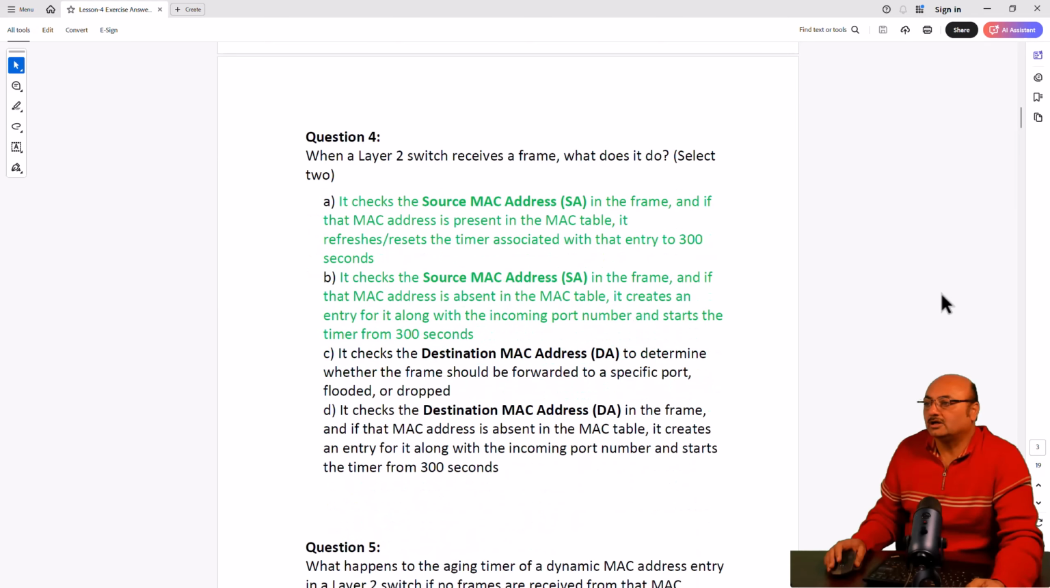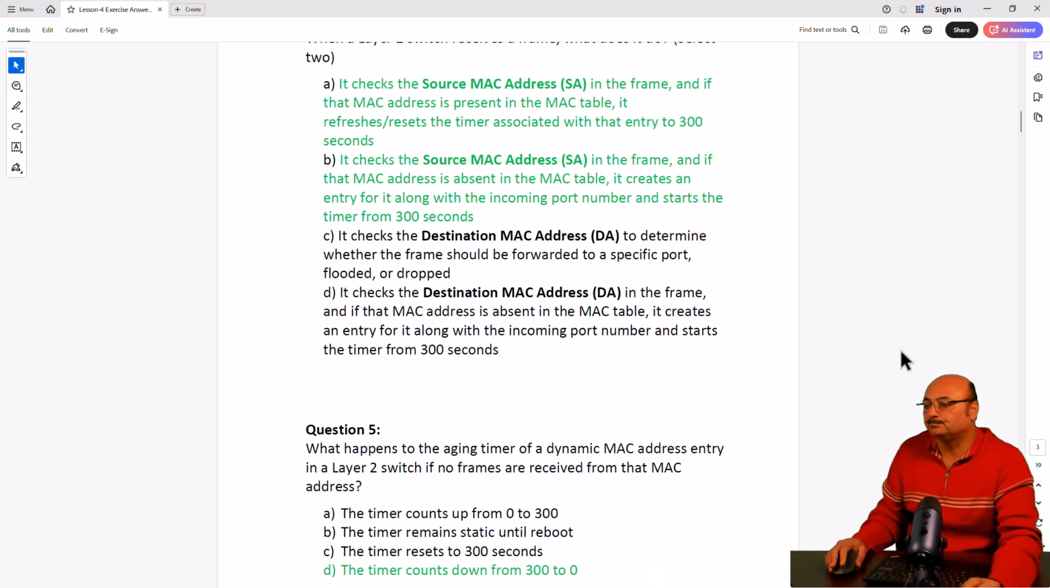Question 4. When a layer 2 switch receives a frame, what does it do? Two possibilities. If there is an entry, then another frame comes with the same value. Refresh the timer associated with the entry. And if the entry is not there, then create an entry and set the timer to 300 seconds. So the correct answers are A and B.